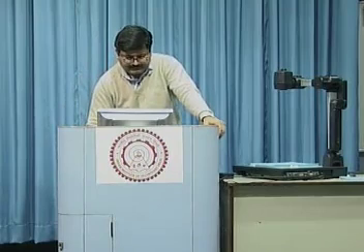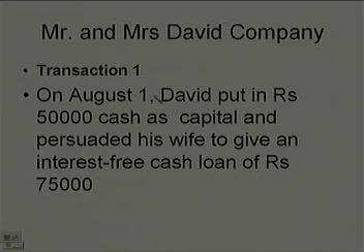For example, if you remember a few transactions of the previous lecture, which I will show you. For example, if you see the first transaction, on August 1st, David put in rupees 50,000 cash as capital and persuaded his wife to give an interest-free cash loan of rupees 75,000. Now, after this transaction, if you try to prepare the balance sheet in an informal manner, in your asset part, you will show the cash equal to 50,000.